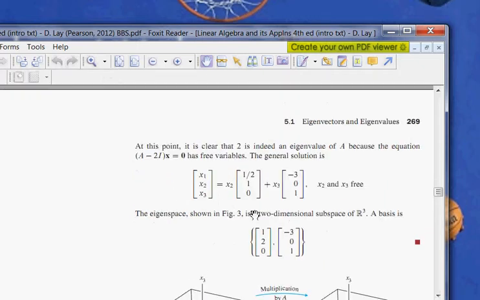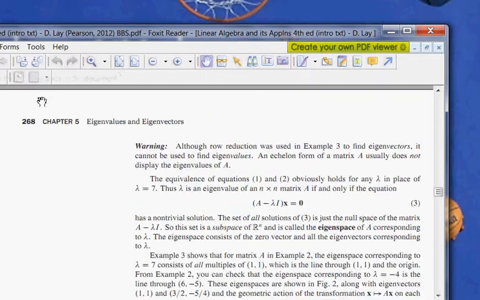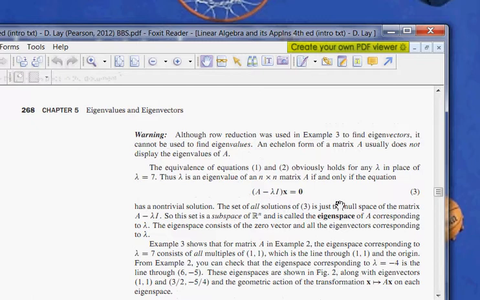Okay, so at this point it is clear that 2 is indeed an eigenvalue of A. Why is this clear? Because once again, this has free variables. And generally, when you're in this form and you solve this equation, if there are free variables, then you know that lambda is pretty much an eigenvalue, okay? And lambda is good.